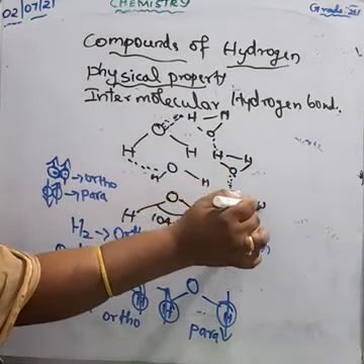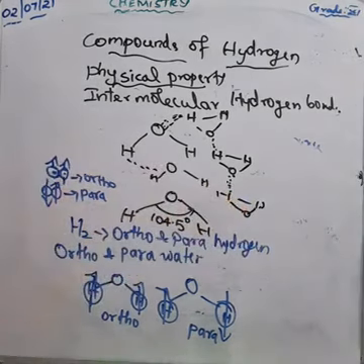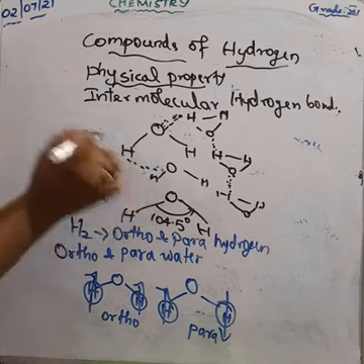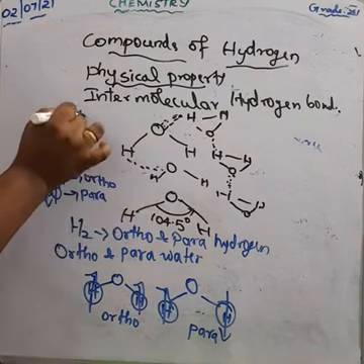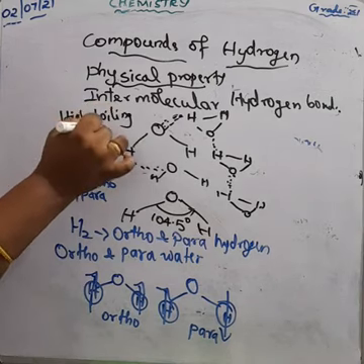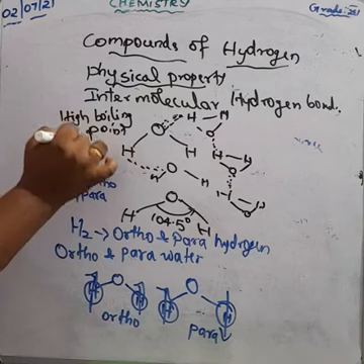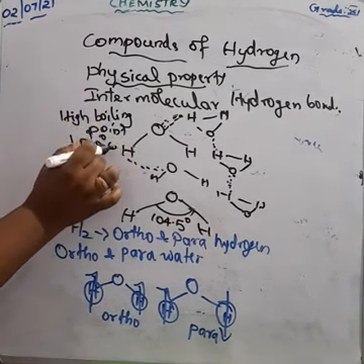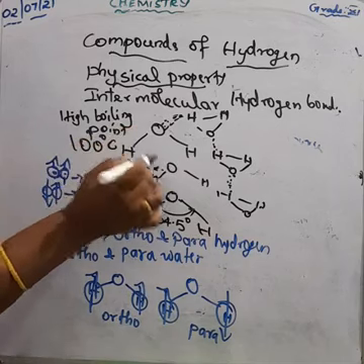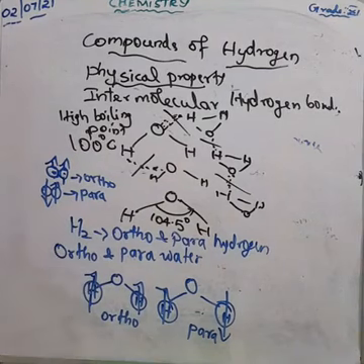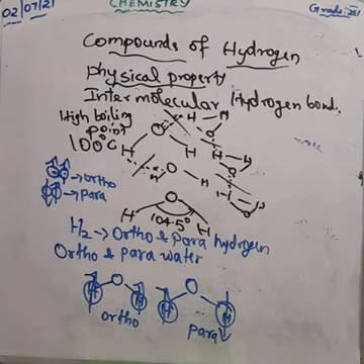Very, very important property. And another property: the hydrogen bonding is responsible for the high melting and boiling points of water. What is the boiling point of water? 100 degrees Celsius. Why is it such a high boiling point? Because of the hydrogen bonding. It needs high energy to dissociate these bonds, to break these bonds. So the melting and boiling points are high here.